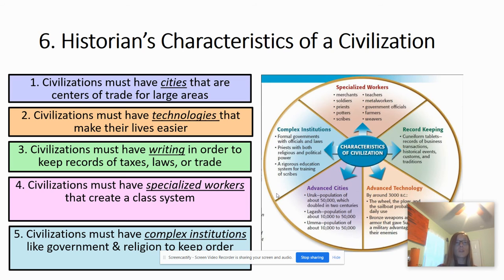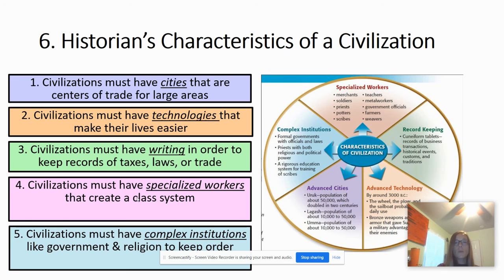Civilizations must have specialized workers. Specialized workers mean that each person does a specific job. And this would create what is called a class system. In some systems, you might have scholars as high class and teachers as high class. You might have business people as a lower class. And in some systems, it might be reversed. But nonetheless, this creates what is called a class system.